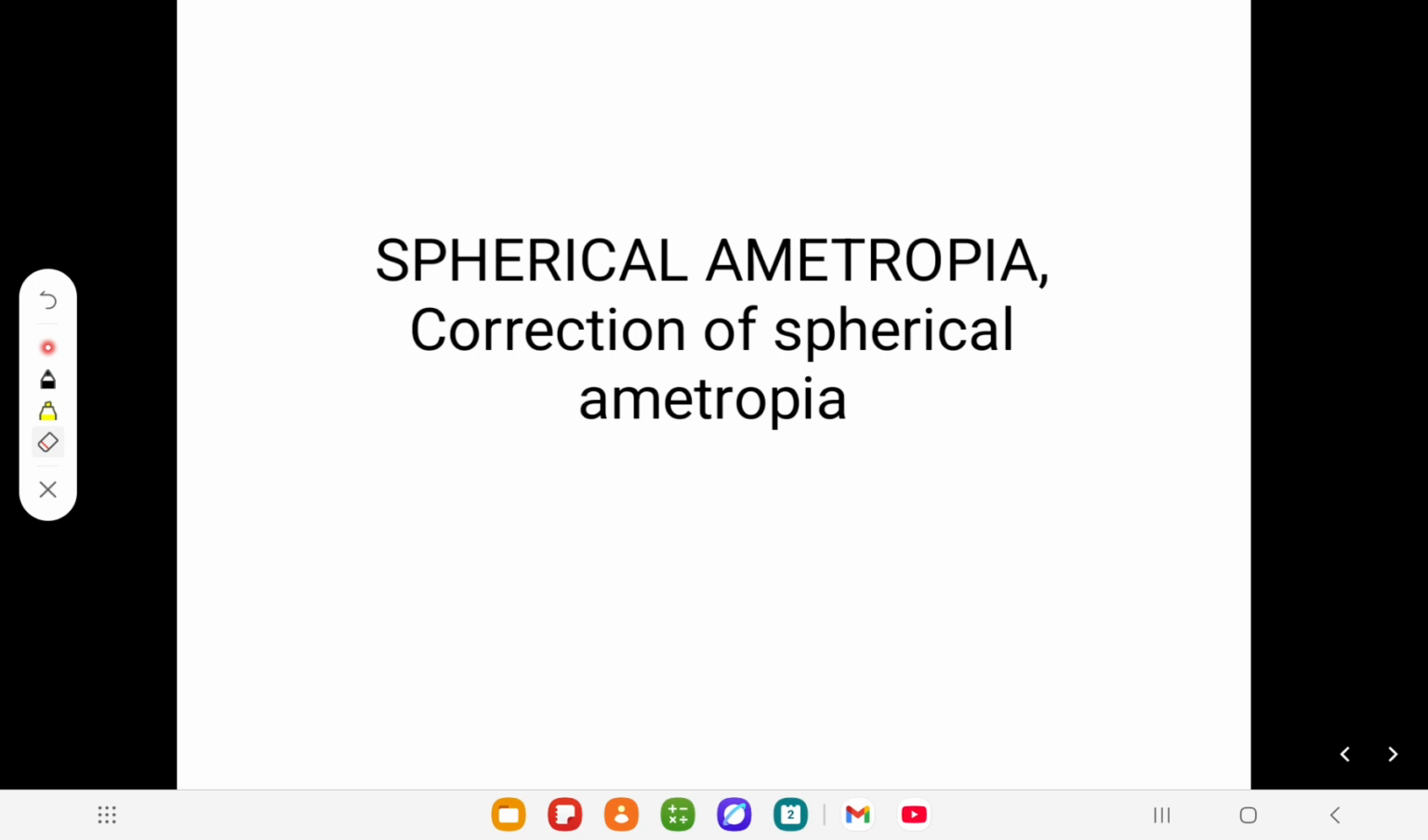This will be a very simple and very easy topic, and we already learned it when we were in 8th or 9th class, I don't know. So let's start. But a very tricky and very important point in this video is how to correct the spherical ametropia, especially from the viewpoint of optics, which is very crucial.